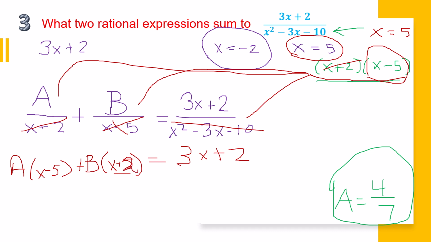All right, so again, put a 5 in here. 5 minus 5 is 0. 0 times anything is 0. So just move on to the second term. Put a 5 in here. 5 plus 2 is 7. So we have 7 times b. Move over to the right. Put a 5 here. 5 times 3 is 15 plus 2 is 17. Divide both sides by 7, and b is equal to 17 over 7.